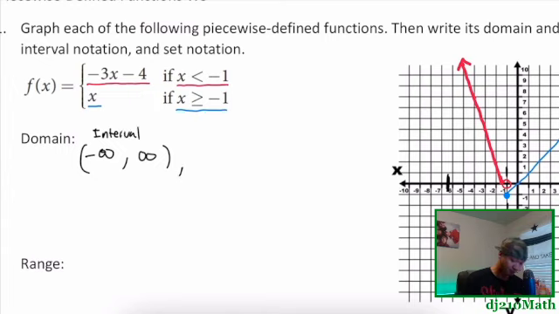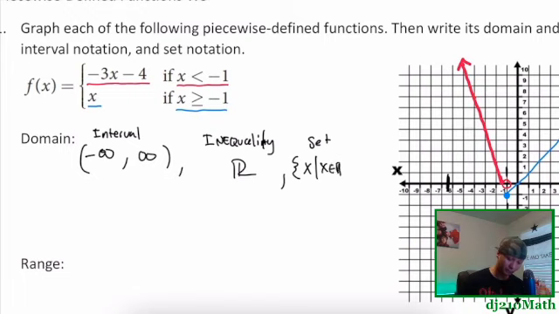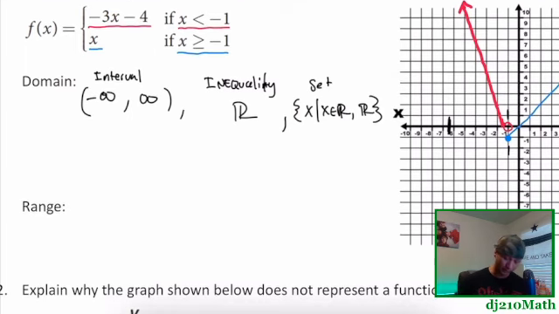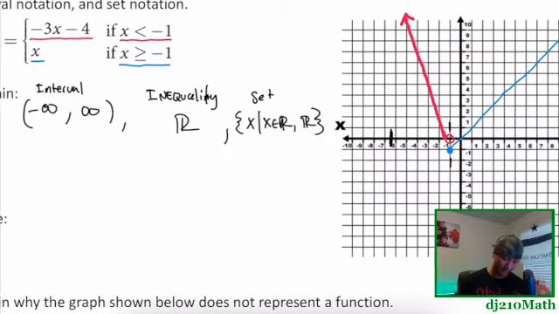And for inequality, we can call it all real numbers. And then for set notation, curly bracket, we're talking about x's. x is a real number, and we're referring to all real numbers. Okay, the range is going to be the y's. Again, imagine a slider going from bottom to top.